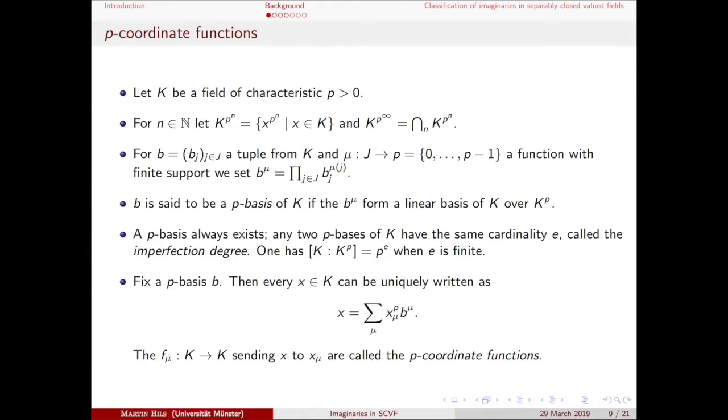So now fix a p-basis. Then by definition, an element of the field can be uniquely written in this form, the sum over mu of x_mu to the p times b_mu, where the x_mu are elements of the field, and the f_mu sending x to x_mu are called the p-coordinate functions. They are definable: if you have the p-basis, it's a definable function because it's unique. So in a field of characteristic p, you immediately have ways of producing new elements which may be highly non-algebraic. Okay. Coordinate functions, good.